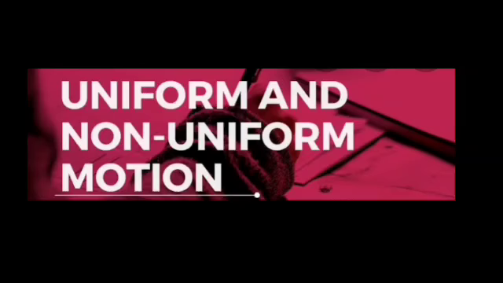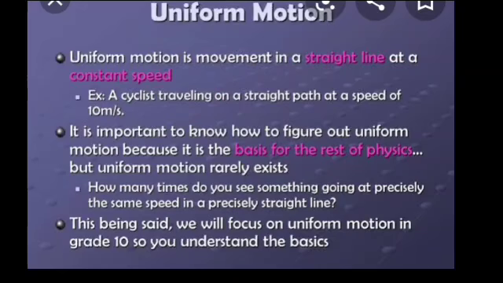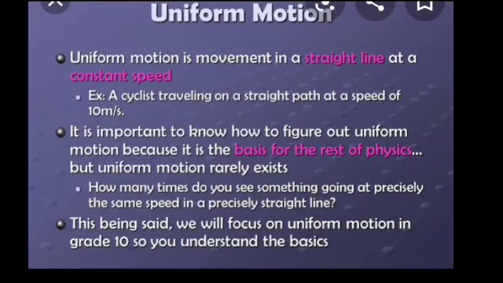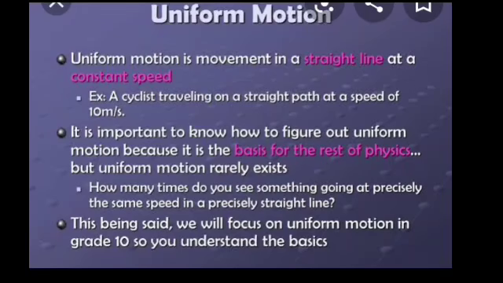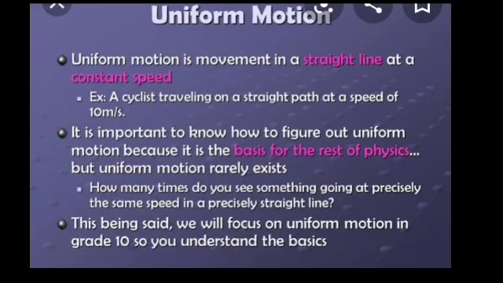Uniform motion is movement in a straight line at a constant speed. Example, a train traveling on a straight path at a speed of 10 km per second. Okay, it is important to know how to figure out uniform motion because it is the basis for the rest of physics, but uniform motion rarely exists. How many times do you see something going at precisely the same speed in a precisely straight line? This being said, we will focus on uniform motion in grade 10, so you understand the basis.